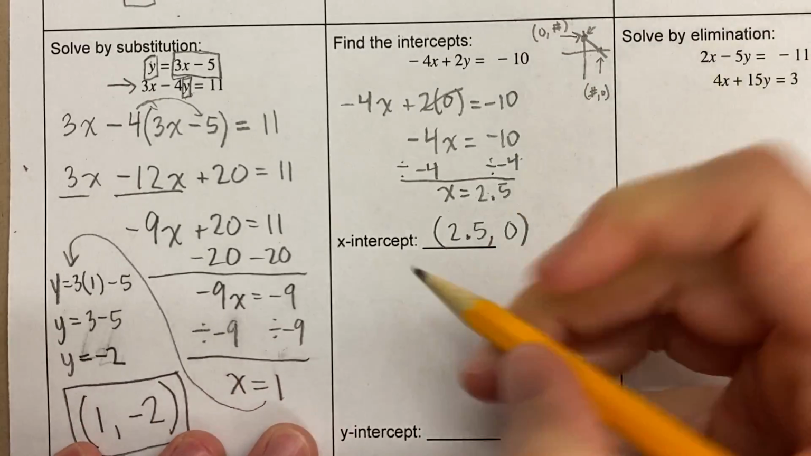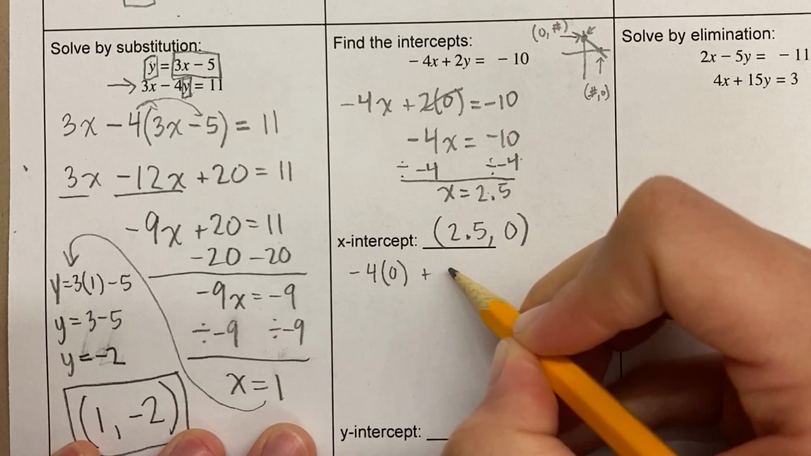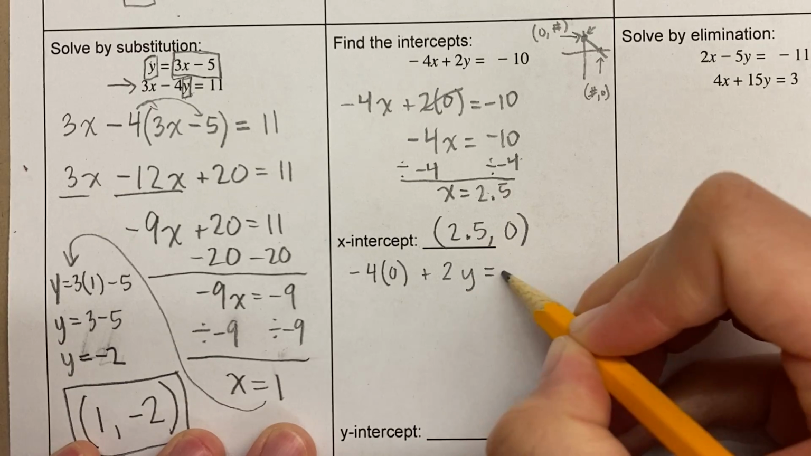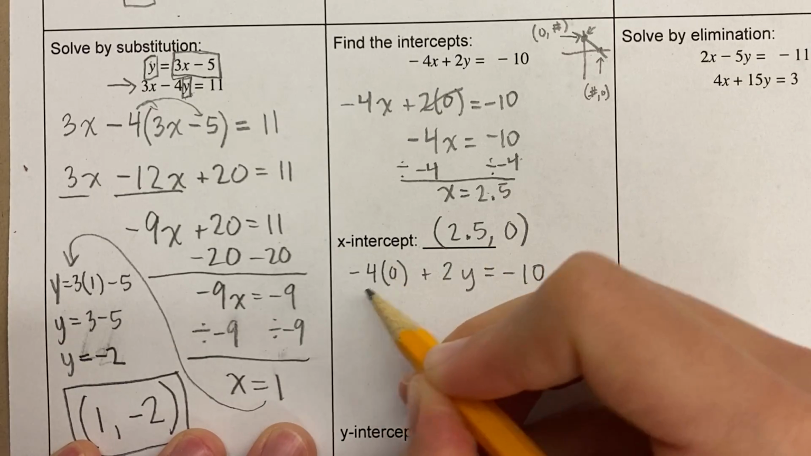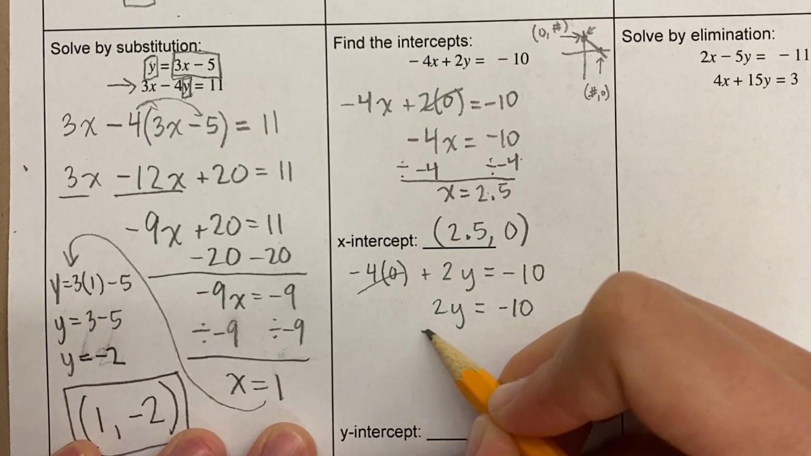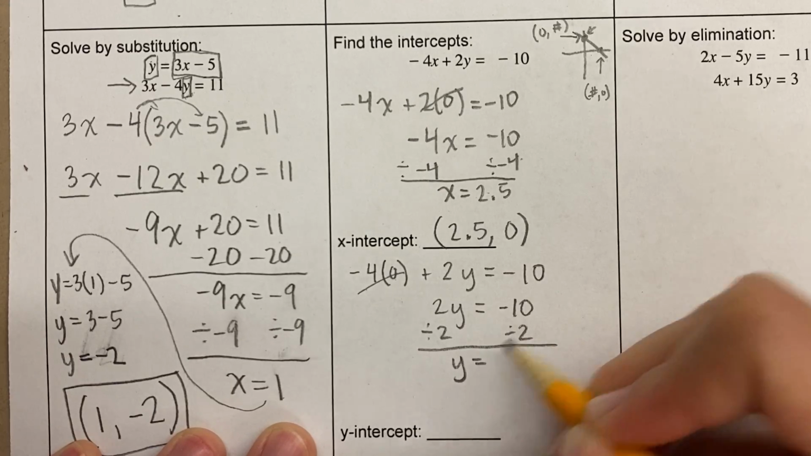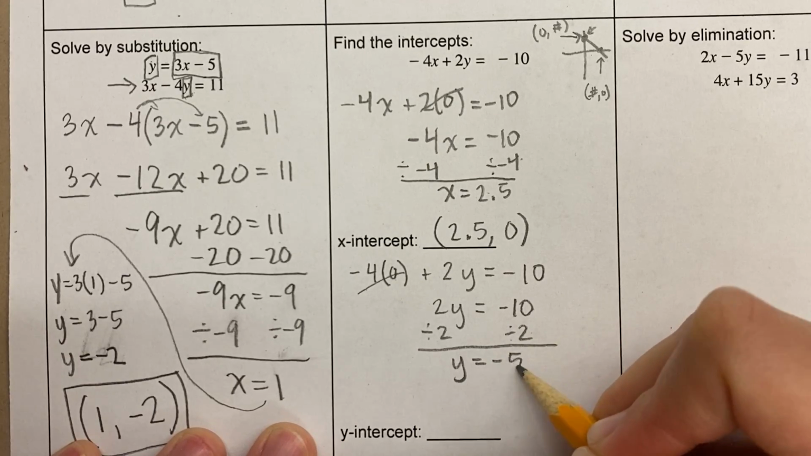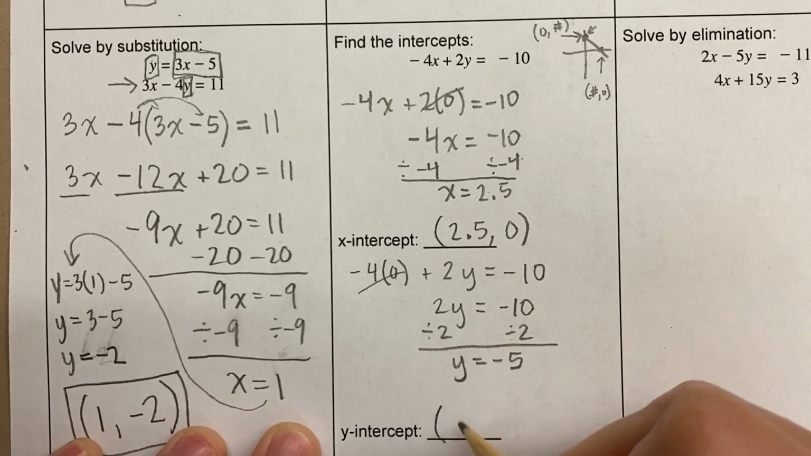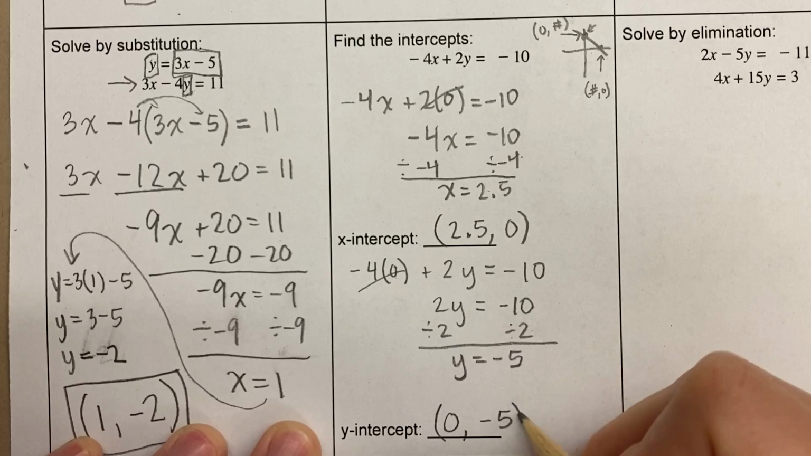For the y-intercept, I'm going to do the opposite. I'm going to plug in 0 for x. So negative 4 times 0 is 0. 2y equals negative 10. Negative 10 divided by 2 is negative 5. Okay, so this time my x value is 0 and my y value is negative 5.